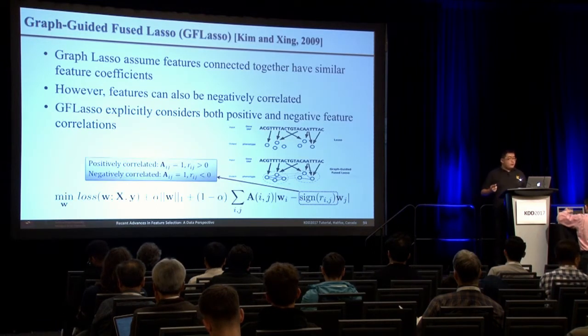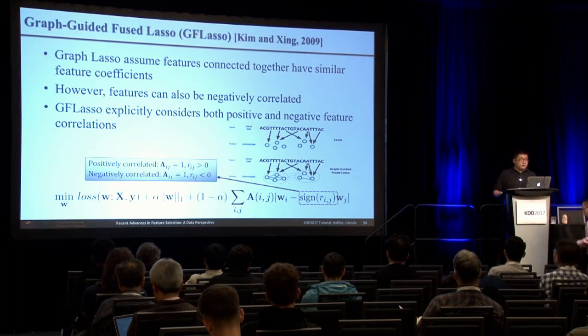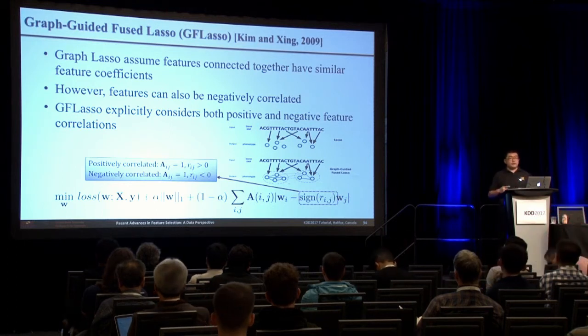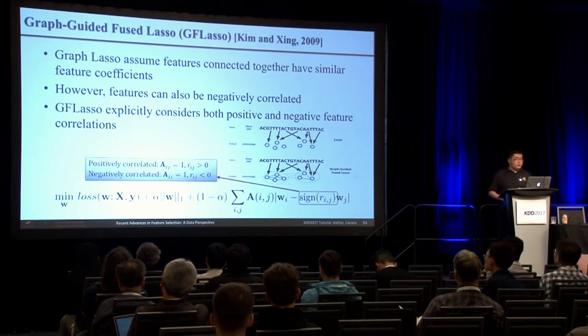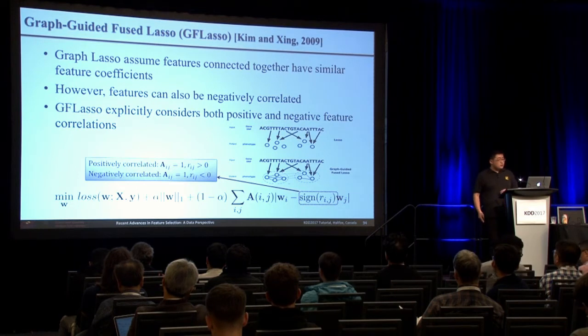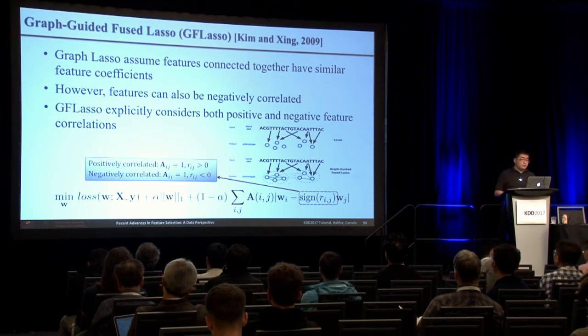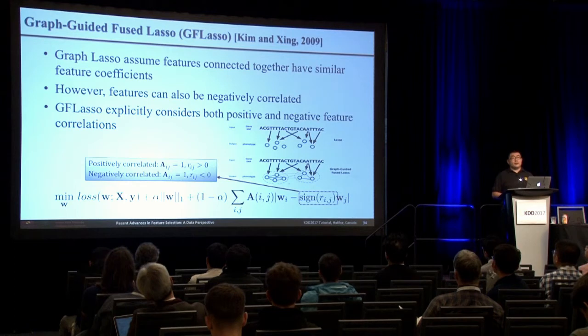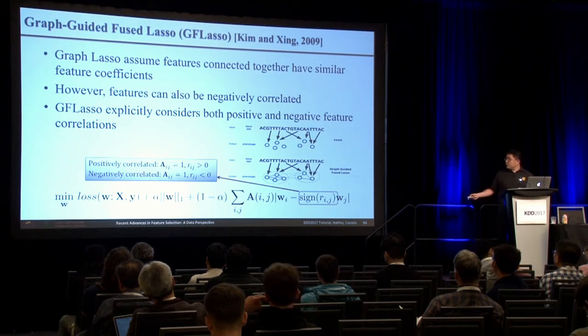In the previous example, we can see that it only considers the positive pairwise interactions among features. But in many real-world cases, features can also be negatively correlated, such as antonyms between different words in natural language processing. So here the graph-guided fused lasso is proposed to explicitly consider the positive and negative interactions among different features.